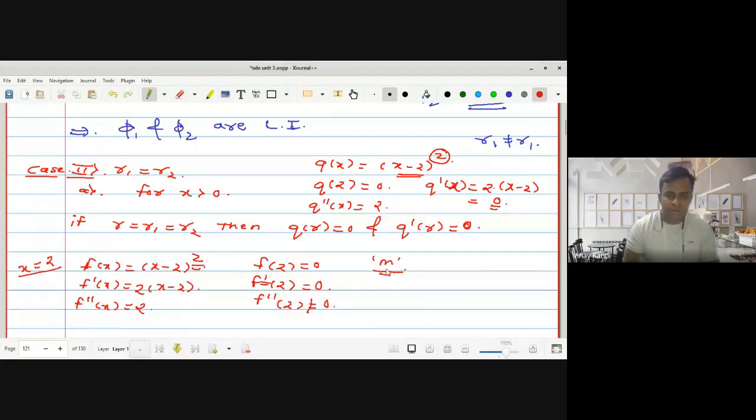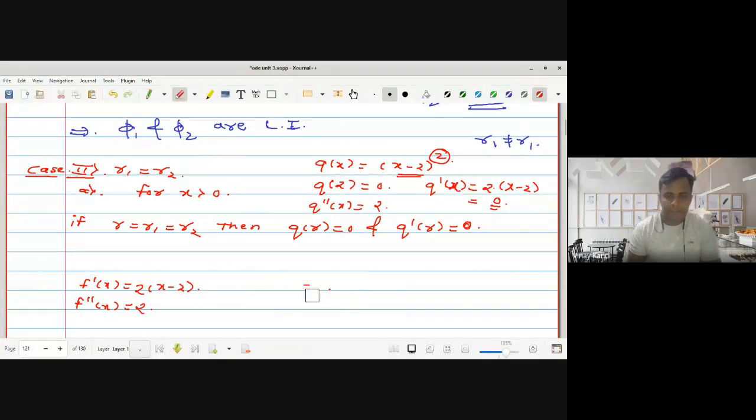Okay, if r is a root repeated m times, then the m minus 1 derivative at point r is 0, and the m-th derivative at point r is not equal to 0. This question was asked in the internal exam. Okay, r is equal to r1 is equal to r2, then q of r is equal to 0, and also q dash of r is equal to 0.